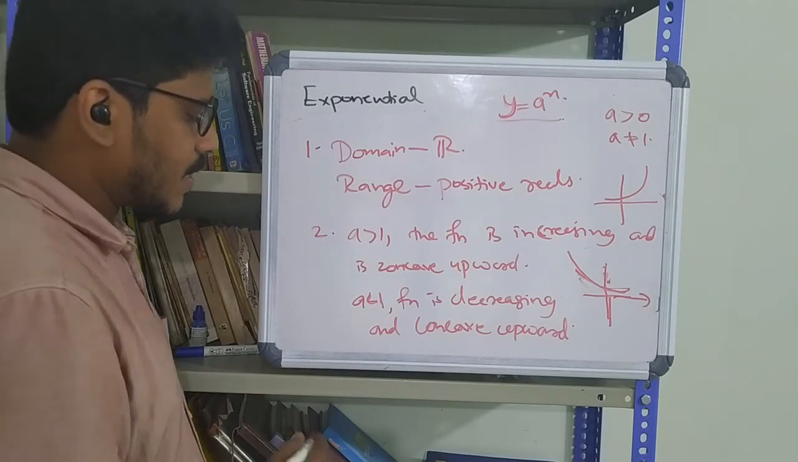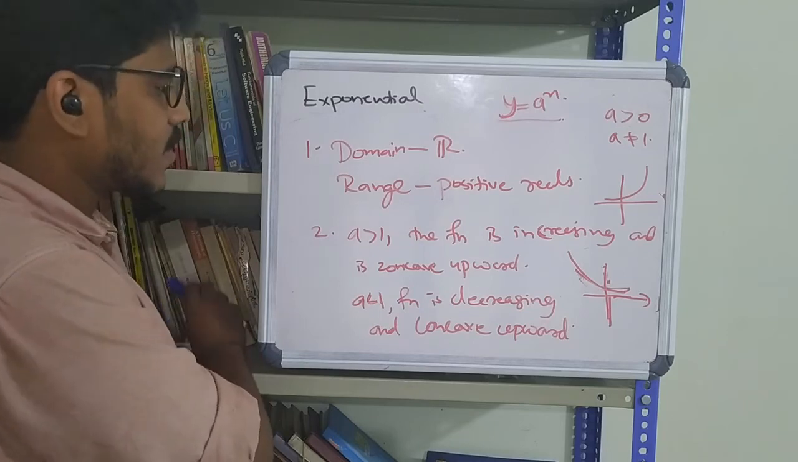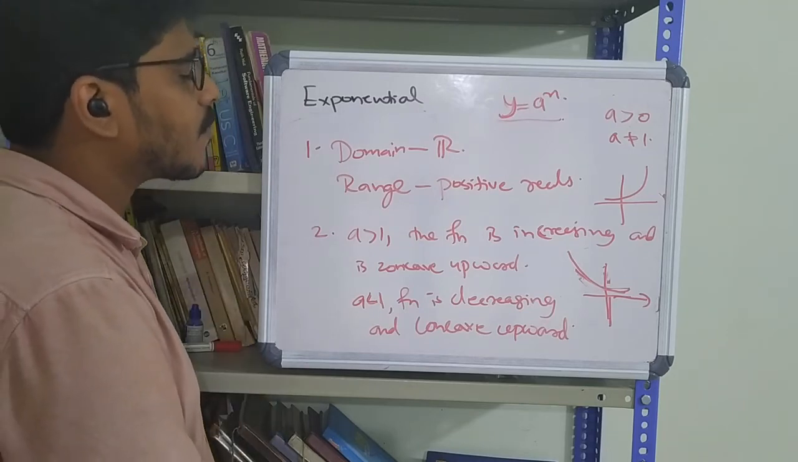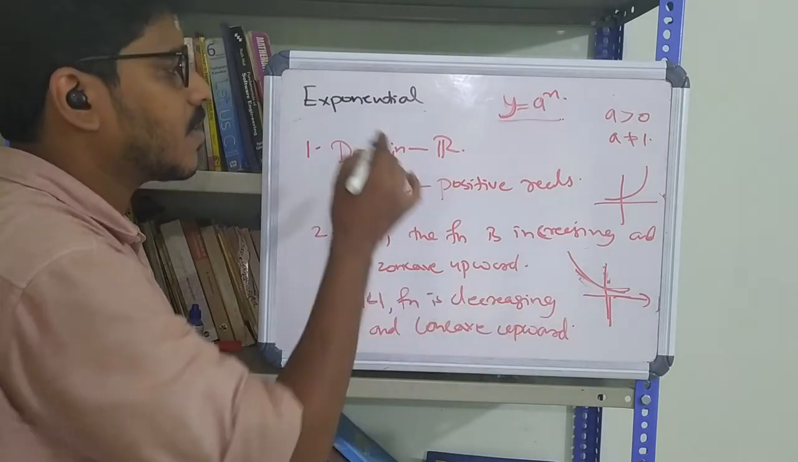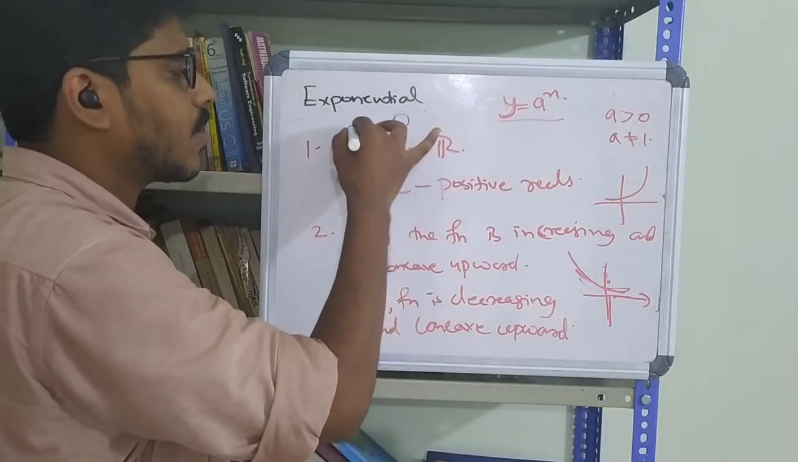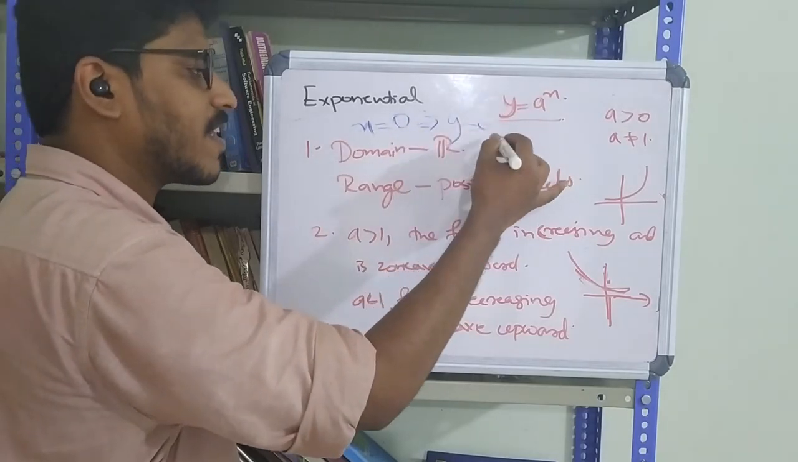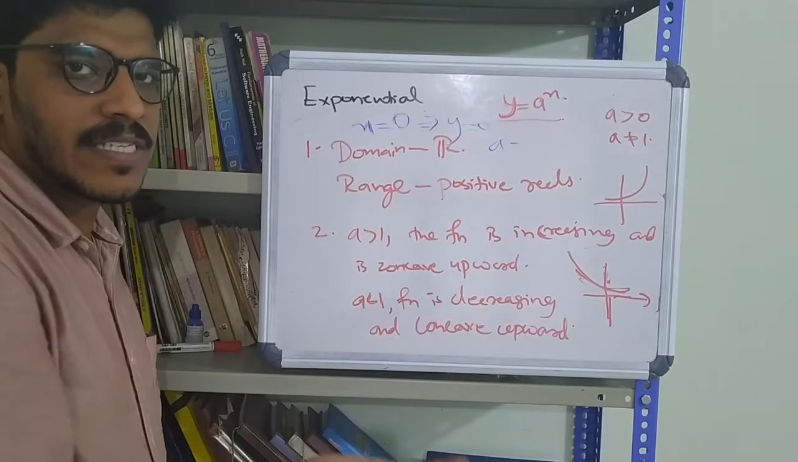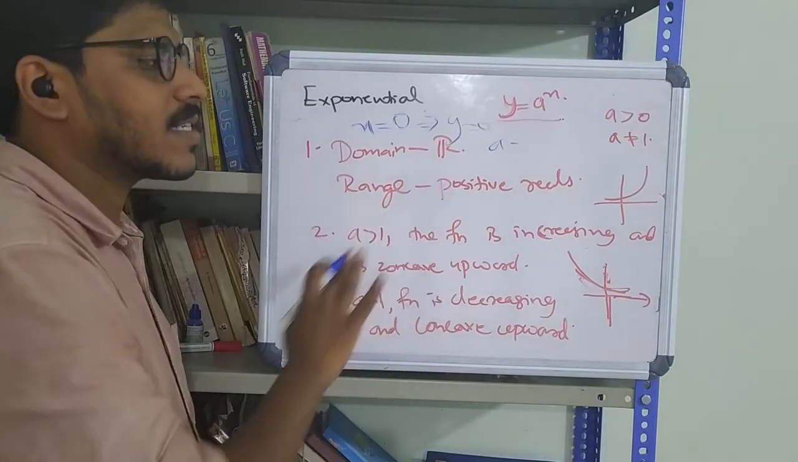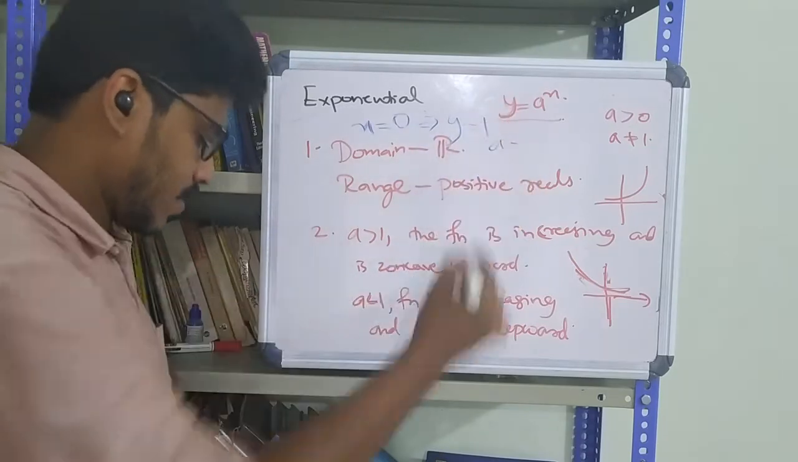And what happens at x equal to 0? At x equal to 0, irrespective of the base, whatever the base, y takes the value 1. So that has to be seriously noted down. x equal to 0 implies y equal to 1. Irrespective of the base, whatever a, we just don't care. At x equal to 0, the function takes the value of 1.